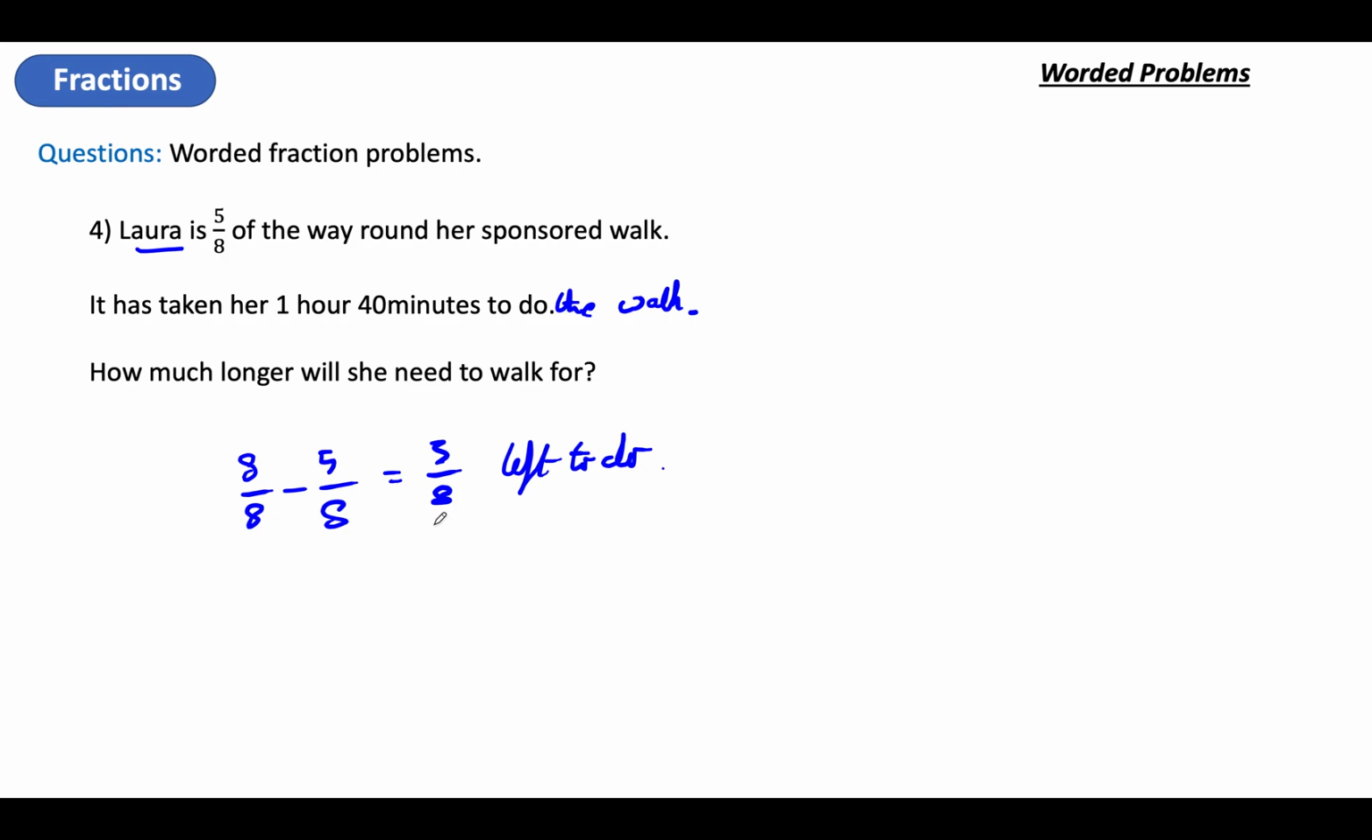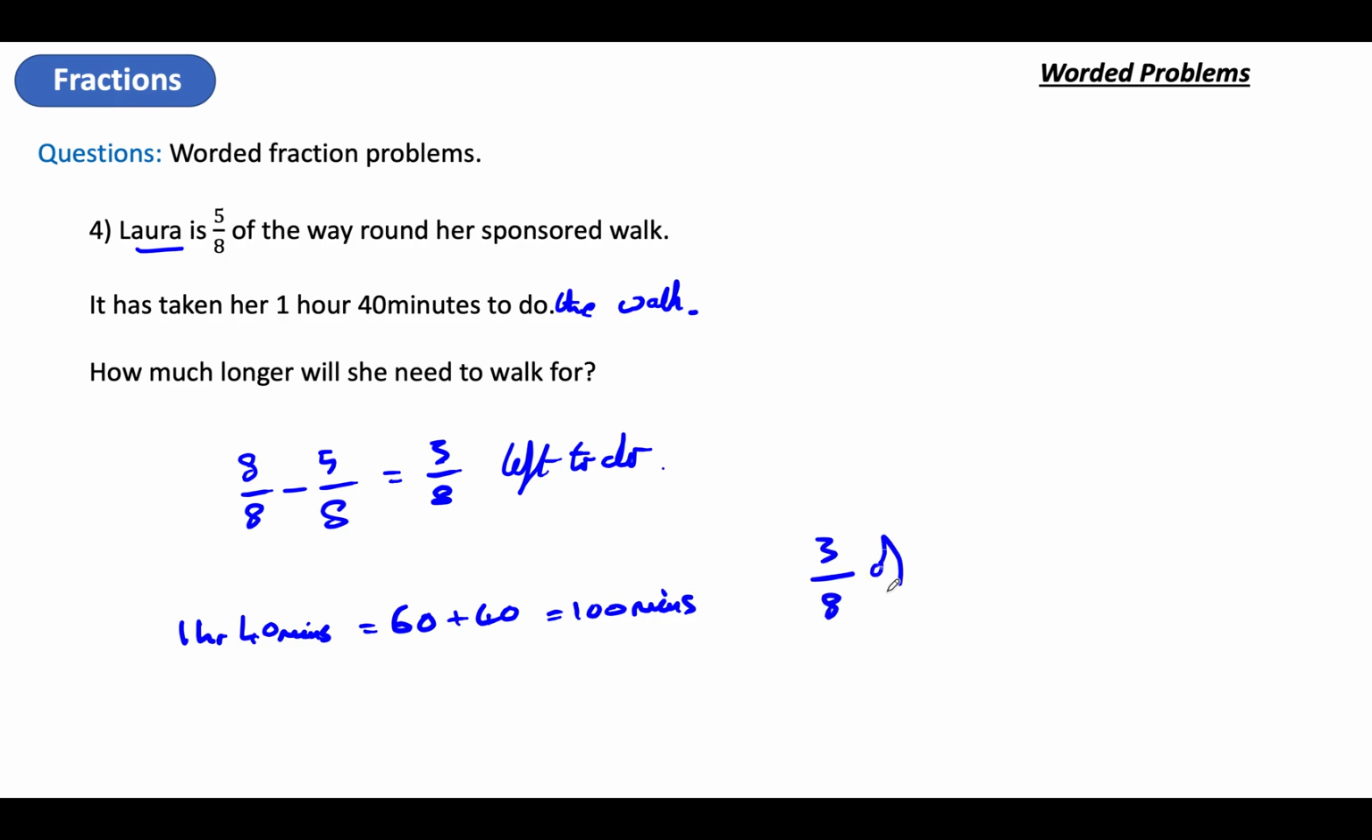Then I need to find 3/8 of this time. Now, I can't work in hours and minutes. I need to have it either in hours in decimals, which is frankly a bit odd, or I need to have it just in minutes, which is what I'm going to do. 1 hour and 40 minutes. Well, 1 hour is 60 minutes. Let's add that to the other 40. That's 100 minutes. So we need to find then what is 3/8 of 100 minutes.